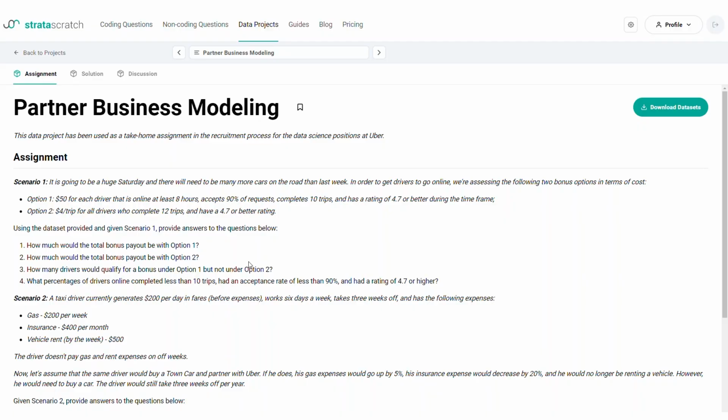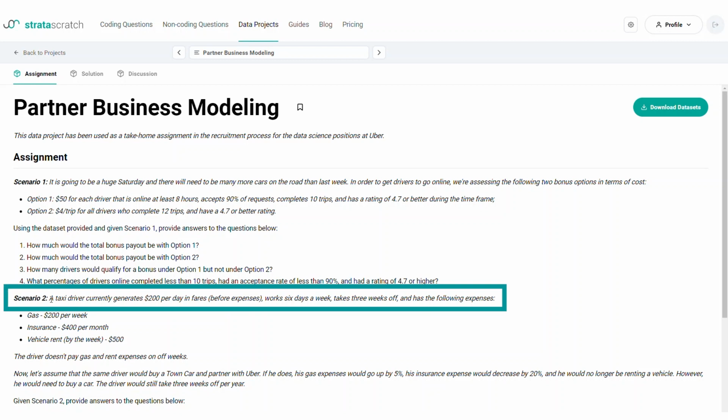Hello everyone, welcome back to our final installation of the Uber data project. In this video, we will solve scenario 2.